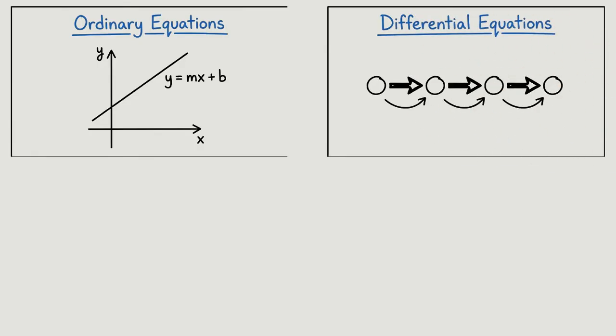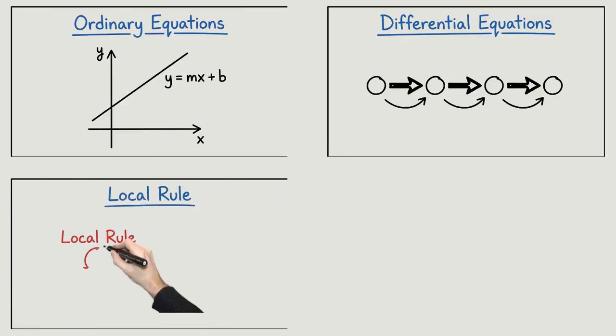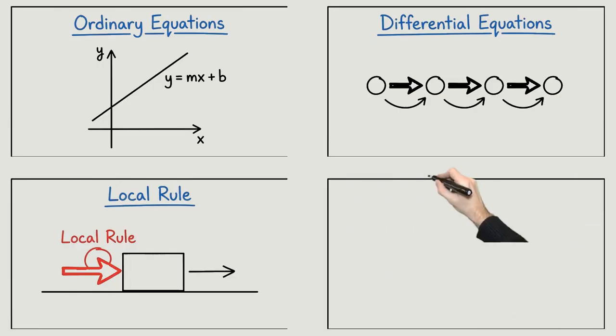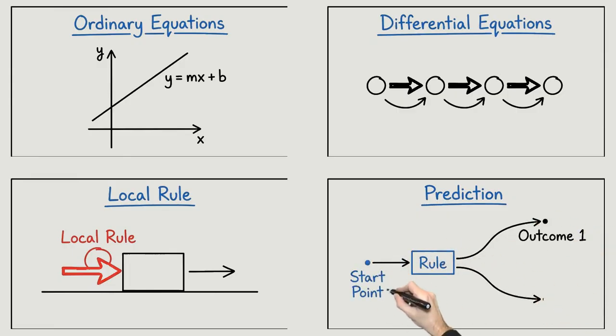Many real systems don't come with a formula for their future position. They only give you a local rule, like forces causing acceleration or temperature differences causing heat flow. Once you combine that rule with where the system starts, you can predict what happens next. Same rule, different starting points, different outcomes. That's why one differential equation can describe many situations.